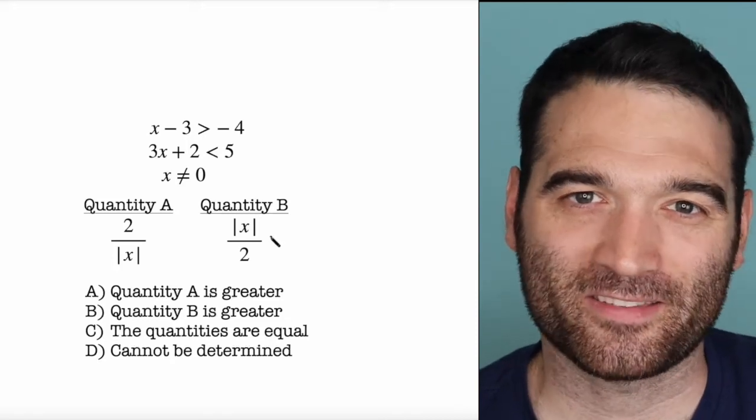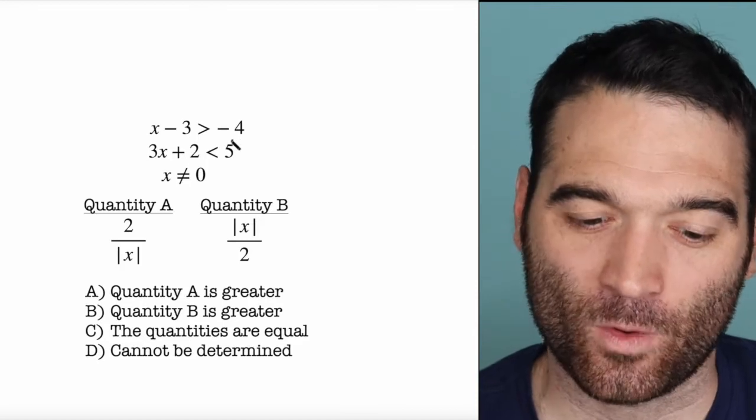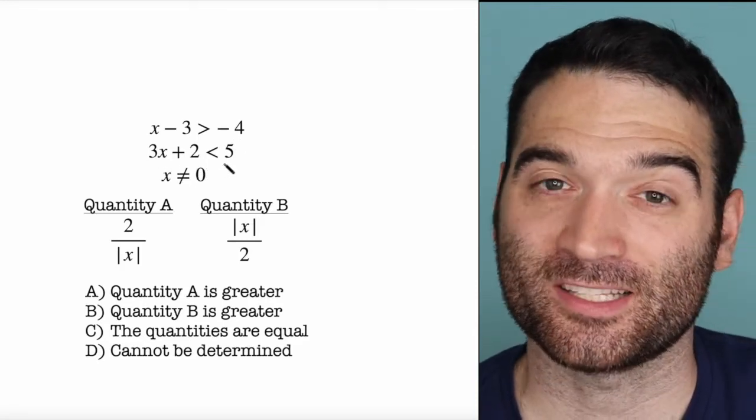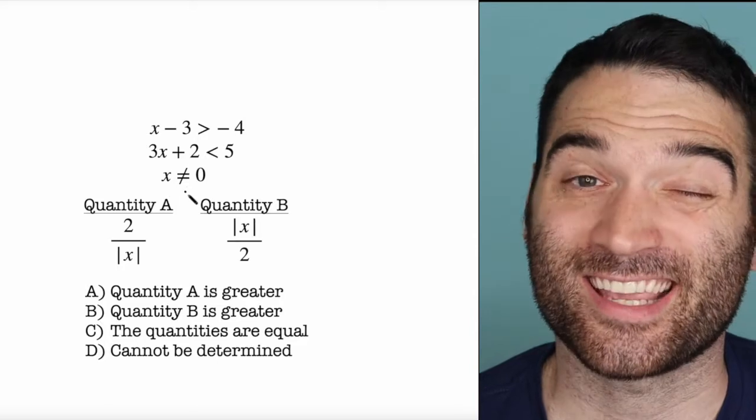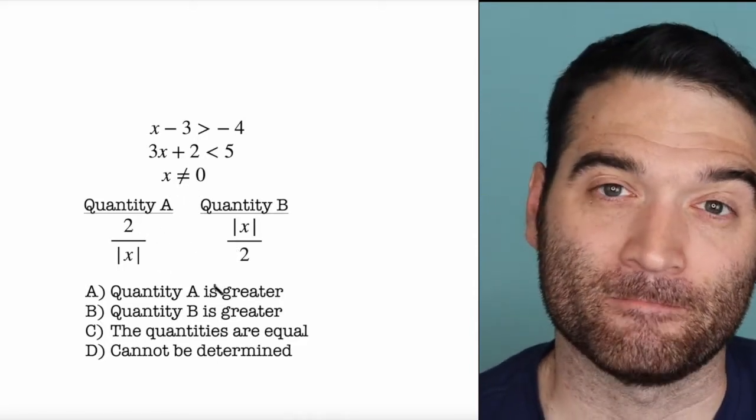Here's a good GRE quantitative comparison question. I'm told that x minus 3 is greater than negative 4, and 3x plus 2 is less than 5. Also, x cannot equal 0. So we want to know what's greater, quantity A or quantity B.